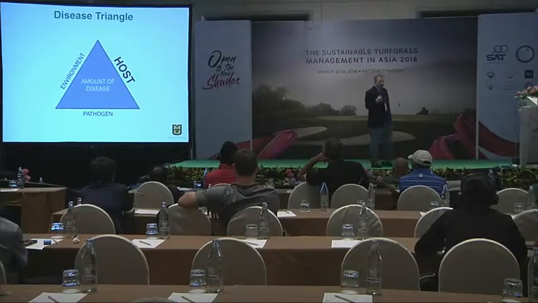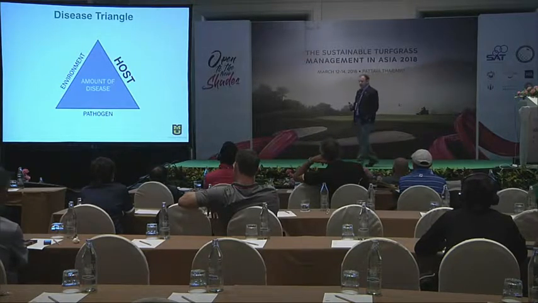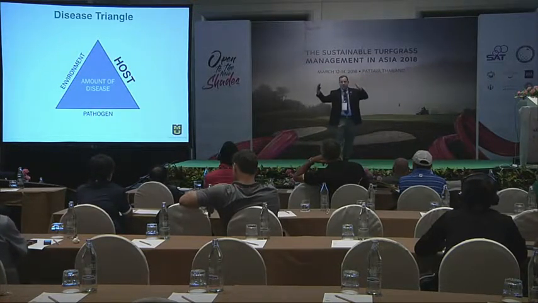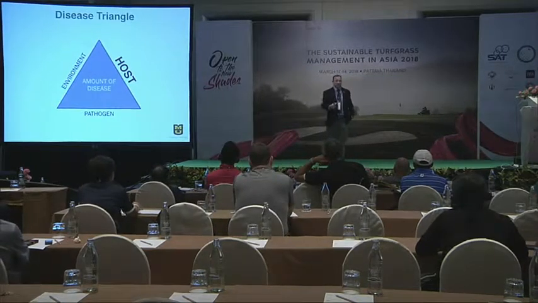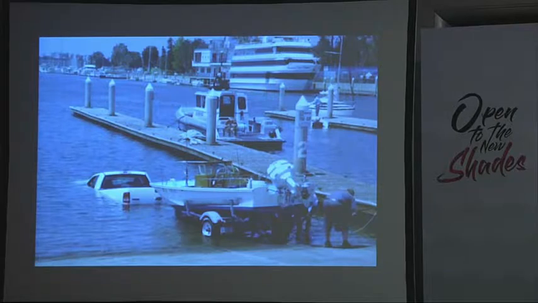Okay, so getting into that, let's talk about the host a little bit and talk about this first part of the triangle. One of the first things that we can do to manage turfgrass diseases is to put the right host down, or to use the right turfgrass species or cultivar to begin with. If you don't, it's kind of like putting the truck in before you try to launch the boat. It's very difficult if you're starting with a plant that is not in the right place, it's never going to be the right plant in the wrong place.